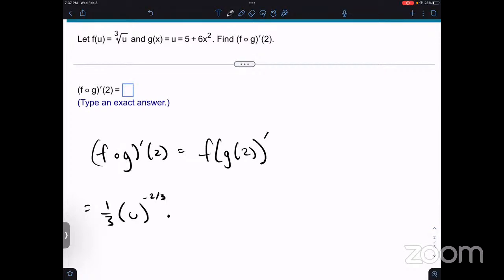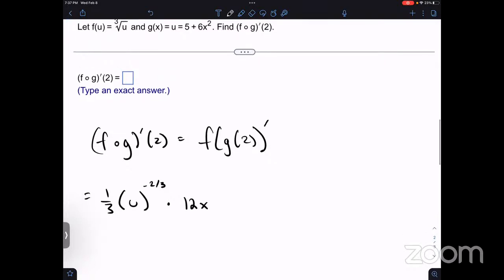Okay, and then g is equal to u. Okay, there we go. So now times the derivative of the inside function. So the derivative of the inside function is going to be, looks like it's just 12x. But then if we want to evaluate this when x is 2, well, what about that u? So we need to basically replace that with the function g, right? Because it says u equals 5 plus 6x squared. So this is going to be 1/3 of this 5 plus 6x squared to the negative 2/3 times 12x.